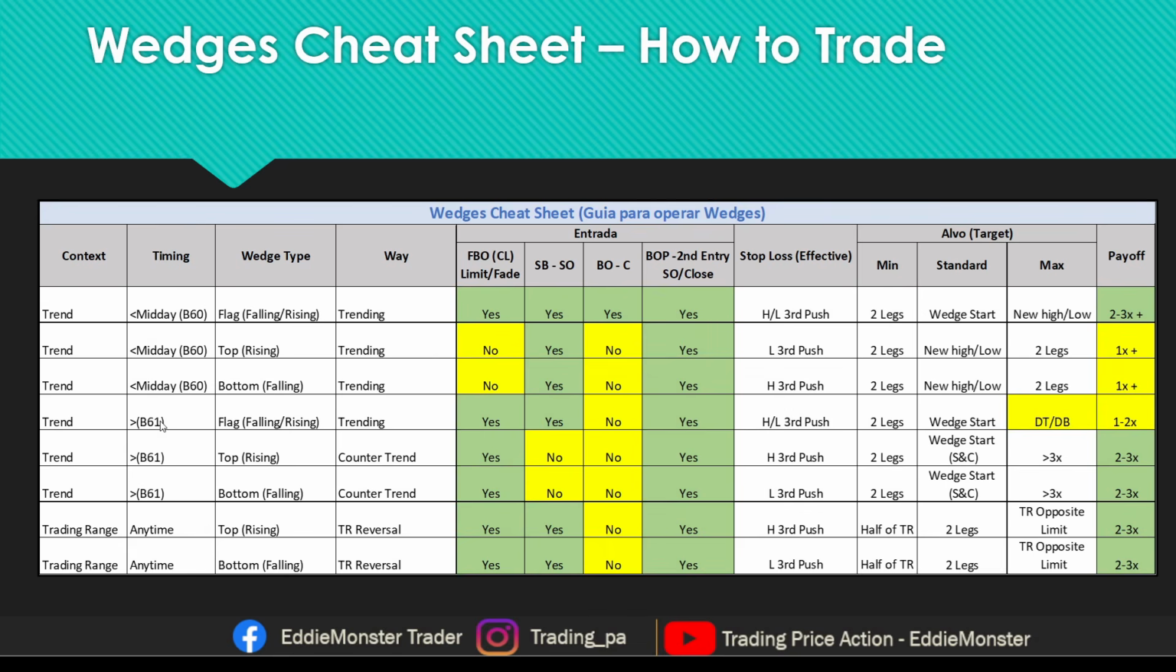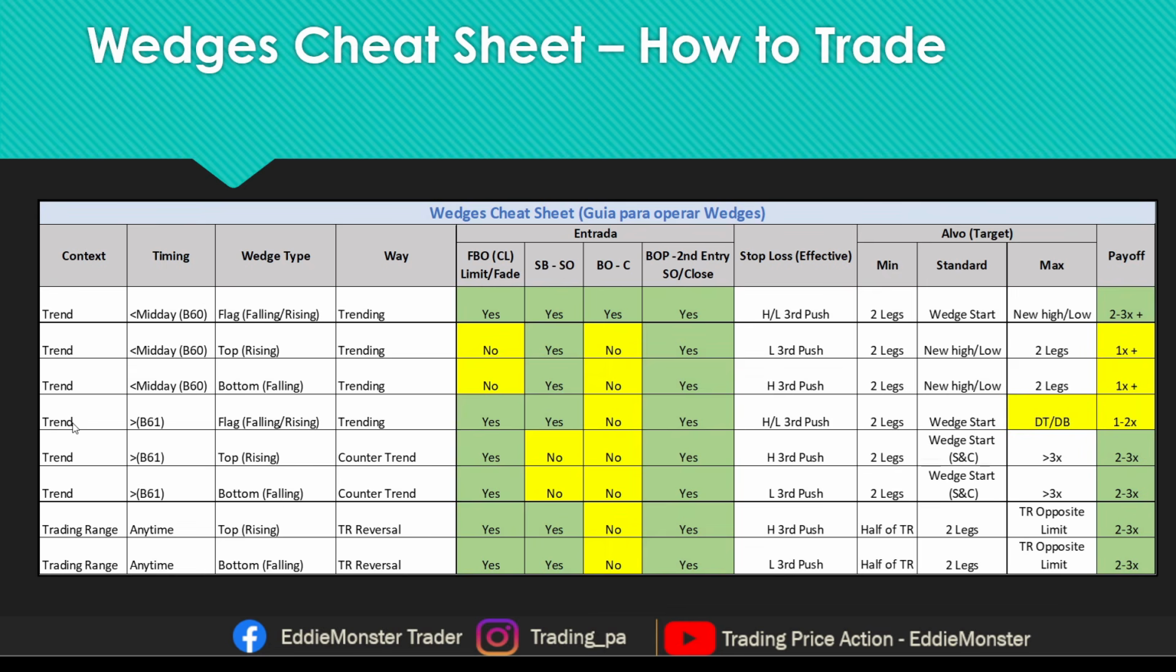Then we have a behavior after midday and above, let's say looking toward the end of the day, right? So bar 40 and so on. And then any time in a trading range. So those are the three timings. It is important. Why?